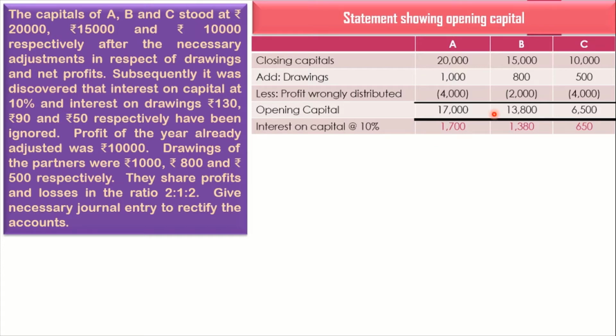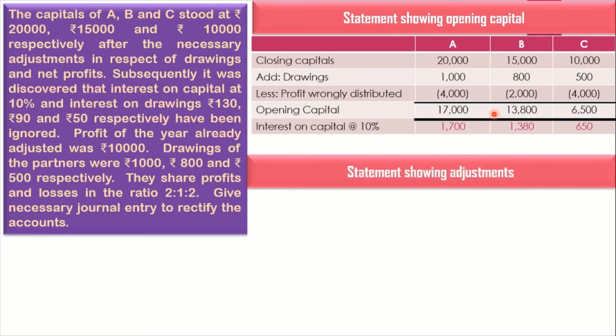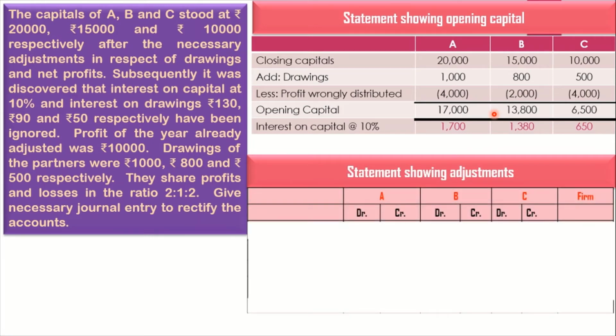Moving ahead with the format of the statement showing adjustment. If you remember, there are particular columns for A, B, C, since I have three partners here, and one column for the firm, and I have debit, credit, debit, credit, debit, credit columns. So the first thing I'm going to take is the missing one. What is missing here? Interest on capital. I'll take this interest on capital here, and I've credited it because in the capital account interest on capital is credited and in the firm's account it is debited.